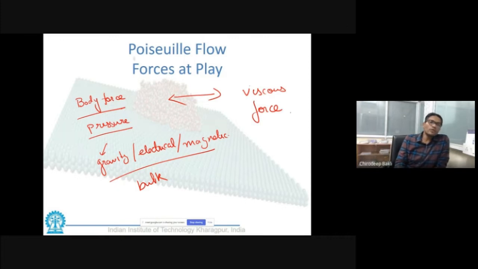So any flow for that matter, be it flow of blood in your capillaries, flow of water in pipes, flow of medicine, transport of water in a single cell species, or transport of water in a huge tree. All of these processes basically.